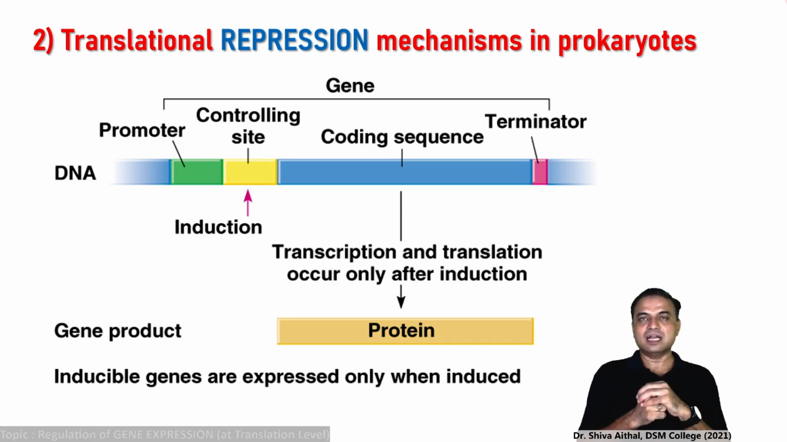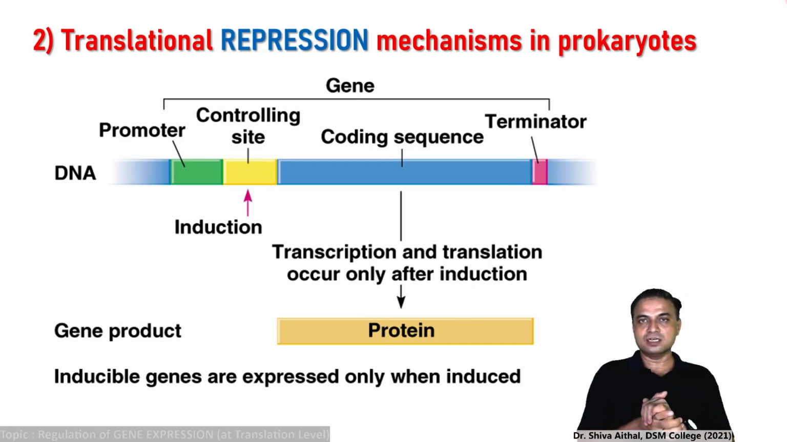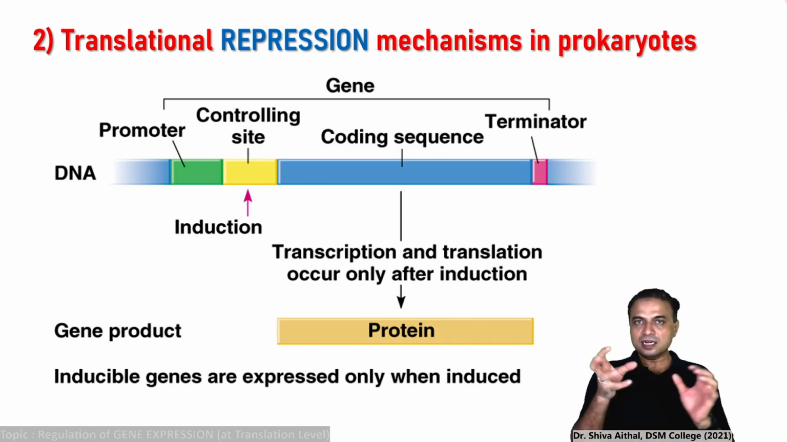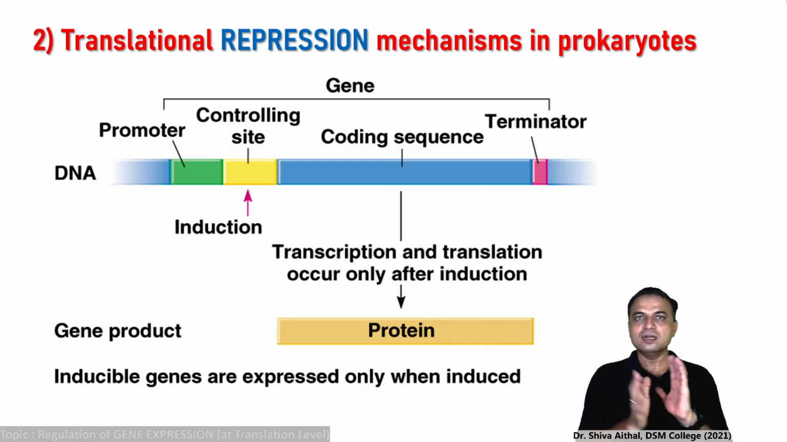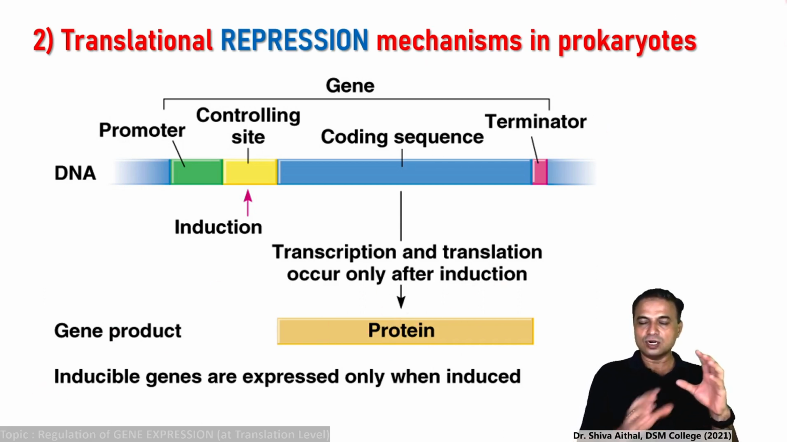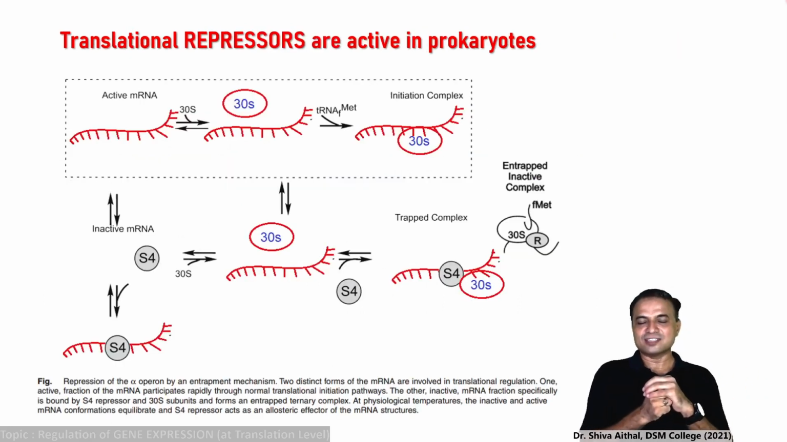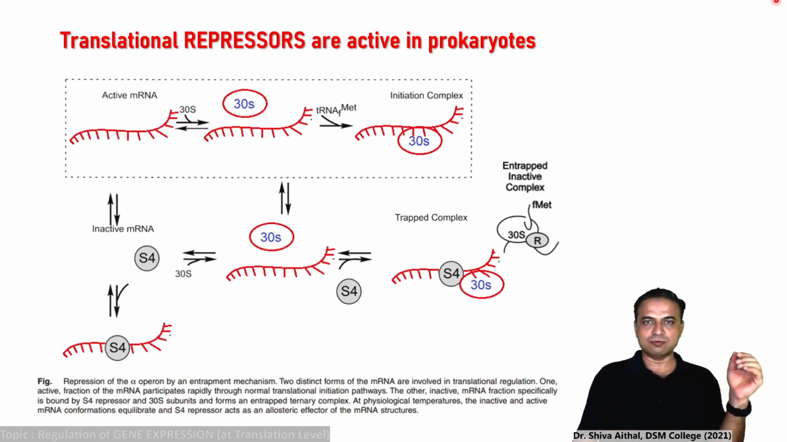The second type, as I have shown earlier in the slide, is a translational repression mechanism that exists in prokaryotes. Just like a repressor is involved in blocking the formation of mRNA, a repressor can block the movement of a ribosome, thereby inhibiting protein synthesis. So this is the cluster gene product, which is a protein. These genes, this is control, that is the mRNA binds to a repressor. So these are called translational repressors, and they are very much active in the prokaryotes.